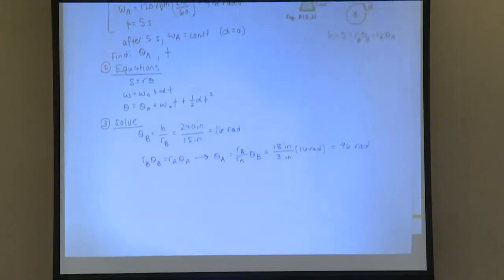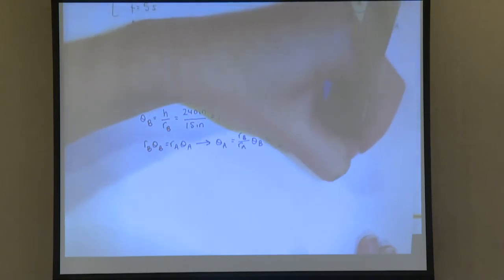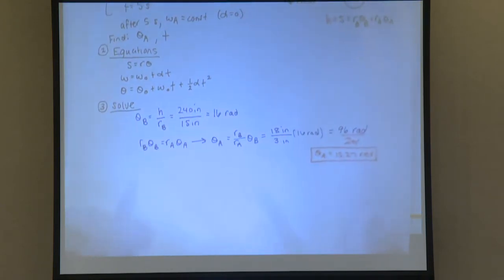Very good. So we can divide, I'll put this in red. If we divide by 2 pi, then we end up getting theta A is 15.27 revolutions. And that's the total number of revolutions that A has to go through to raise the load.